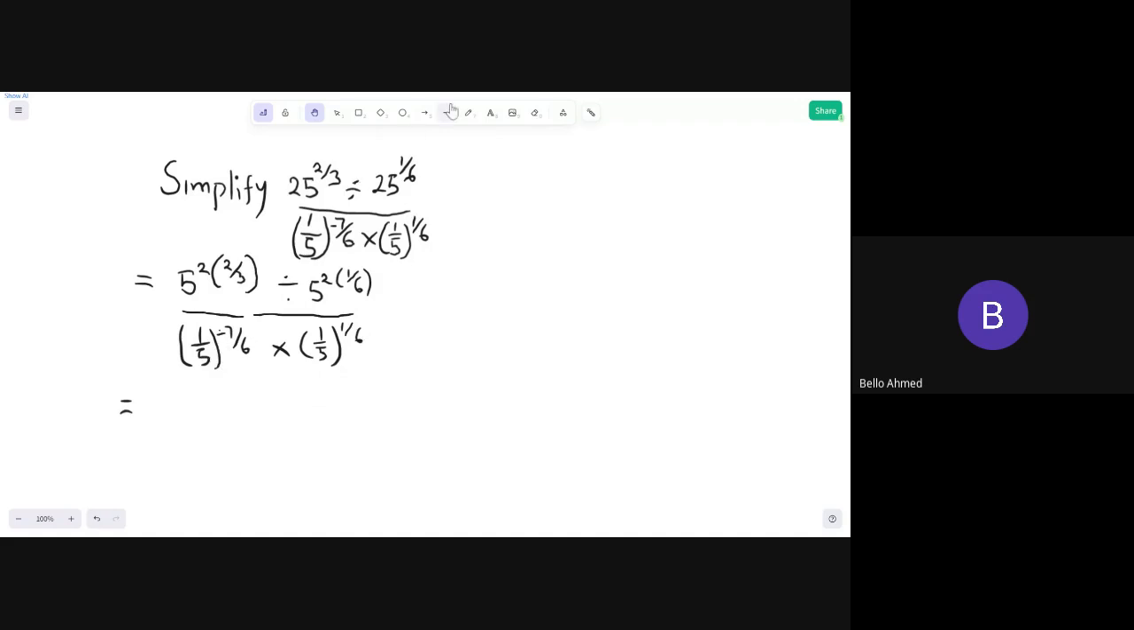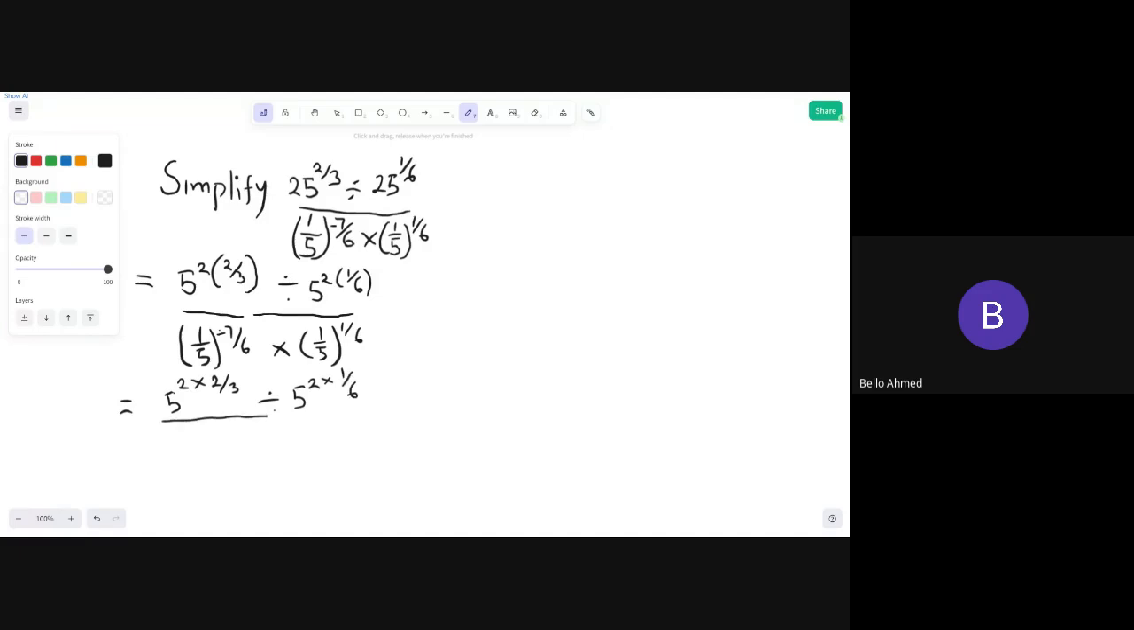So now, what's the next thing to do? Then I'll open the bracket, 2 times, because bracket means times, 2 over 3. Then I'm still going to put the division sign there. That's going to be 5 raised to the power of what? 2 times 1 over 6.